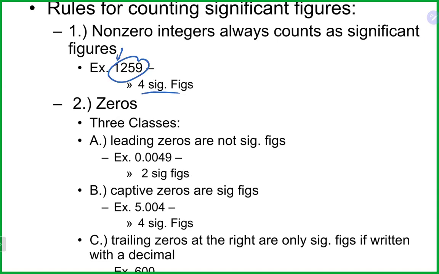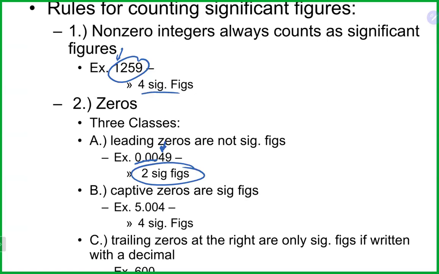Zeros, there are 3 different types that we come across, and those are usually the ones that give people a little bit of trouble. The first type is a leading zero, and these are all the zeros that come before you hit that very first non-zero number. Those are not significant. In the case of this guy here, none of these zeros are significant. We're not going to start counting until we hit the 4. The 4 and the 9 are both non-zeros, which means that this would have 2 significant figures.